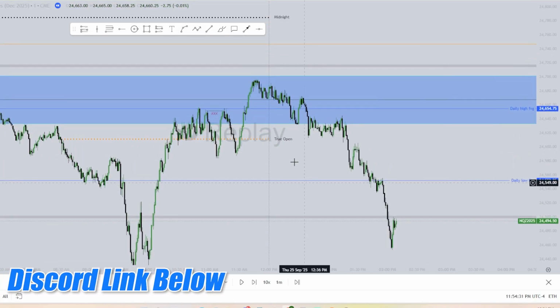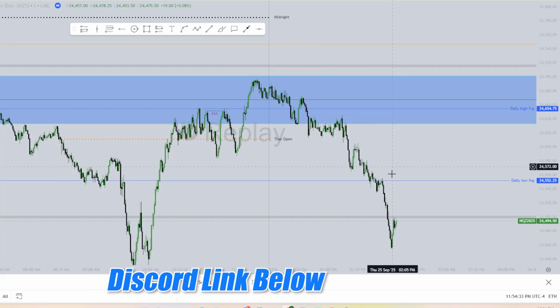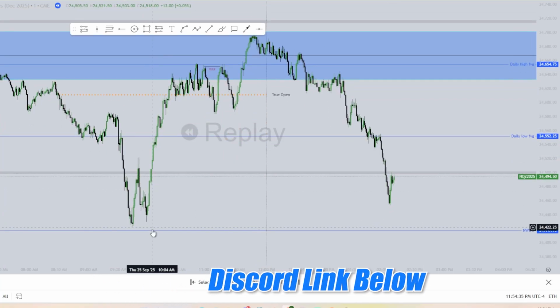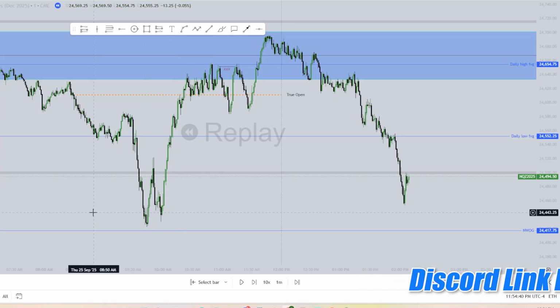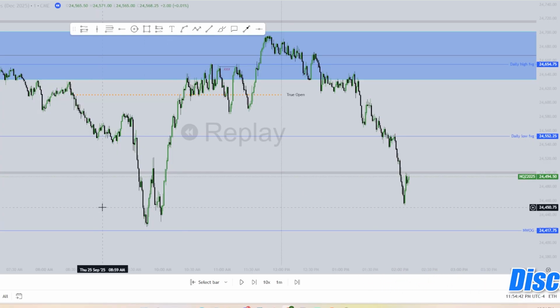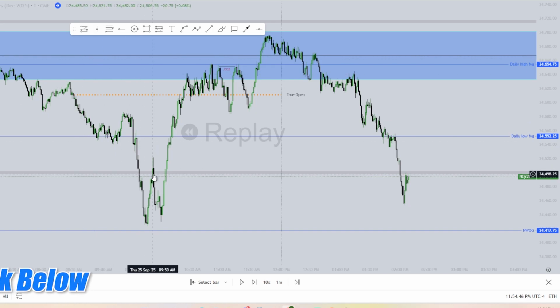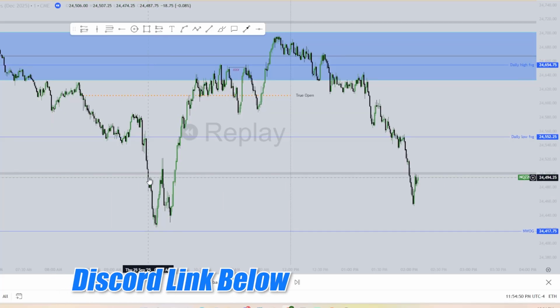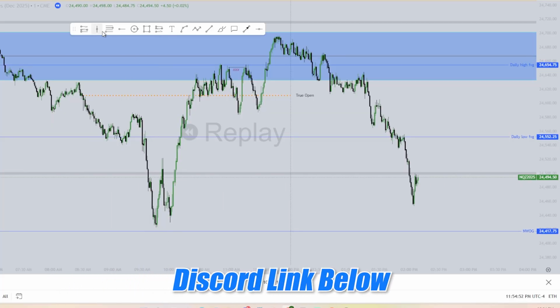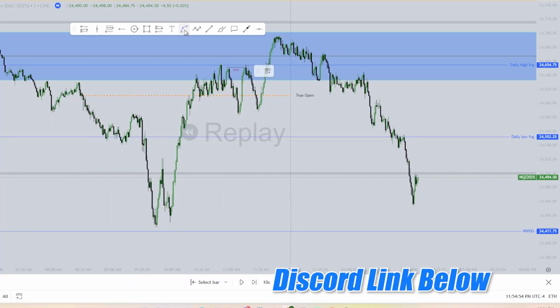Point blank, period. New daily fair value gap, right? And I'm expecting us to go lower. As I'm expecting it to go lower, this is where you're looking for narrative. Narrative for me is I need some liquidity to be taken, and then I will look for us to get a low or a high. In this case, I'm looking for us to take a higher high. This is literally what I'm looking for.